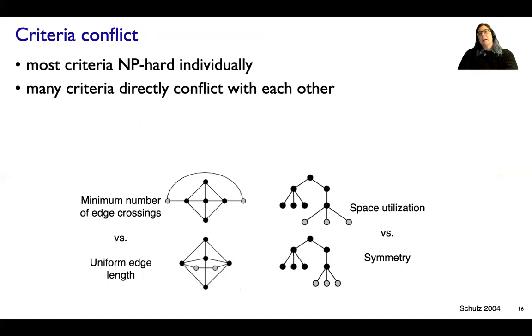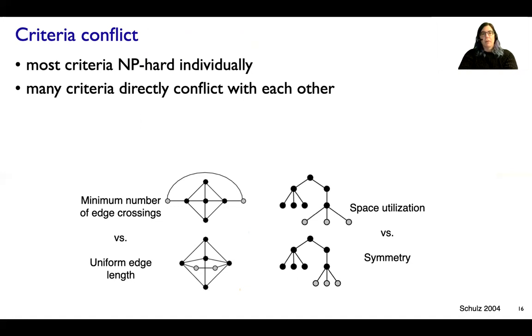Now, what's tricky in network layout is you can't just solve all of these problems computationally, because almost all of these criteria are individually NP-hard. And worse yet, a lot of them directly conflict. So if you try to do the best you can on one, then you might be doing a terrible job on the other. Here are just a few simple examples.